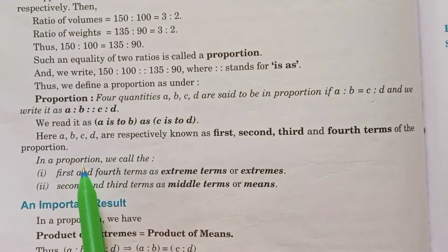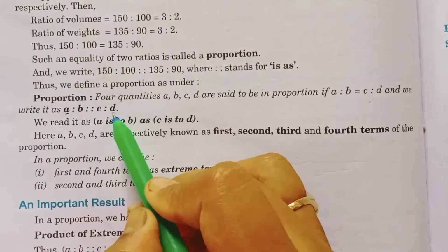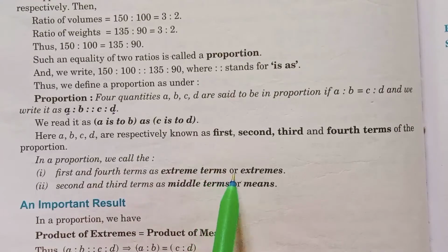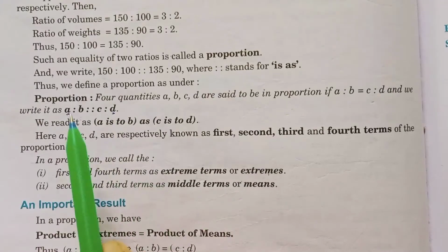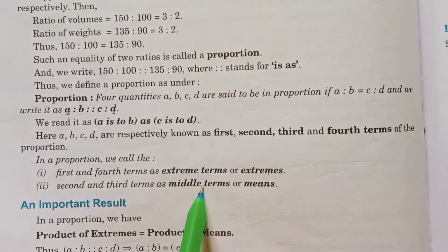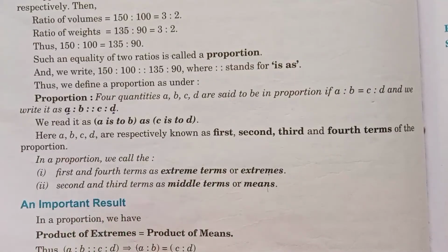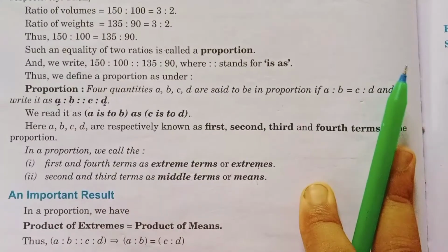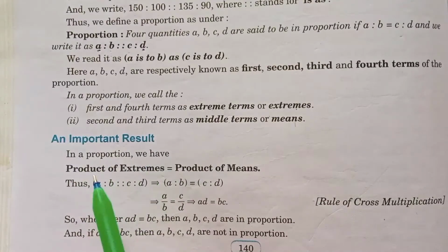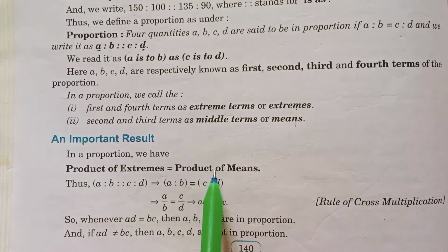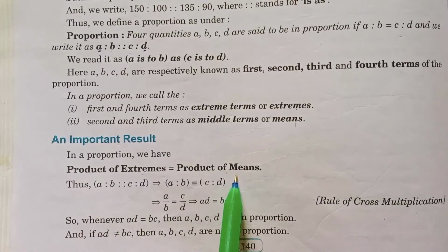In a proportion, we call the first and fourth terms extreme terms or extremes. ఫస్ట్ టర్మ్ని ఫోర్త్ టర్మ్ని ఎక్స్ట్రీమ్ టర్మ్స్ ఆర్ ఎక్స్ట్రీమ్స్ అని పిలుస్తాం. సెకండ్ అండ్ థర్డ్ టర్మ్స్ మిడిల్ టర్మ్స్ ఆర్ మీన్స్ అని పిలుస్తాం. నౌ అన్ ఇంపార్టెంట్ రిజల్ట్ ఇన్ ఏ ప్రపోర్షన్ వీ హ్యావ్ ప్రొడక్ట్ ఆఫ్ ఎక్స్ట్రీమ్స్ ఈజ్ ఈక్వల్ టు ప్రొడక్ట్ ఆఫ్ మీన్స్. ఎక్స్ట్రీమ్స్ అంటే ఏంటి? ఫస్ట్ టర్మ్, ఫోర్త్ టర్మ్. ప్రొడక్ట్ ఆఫ్ మీన్స్ అంటే second term, third term.